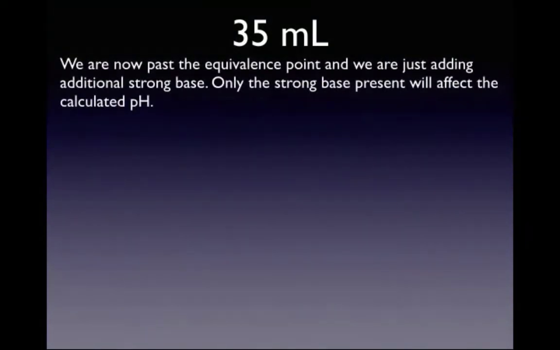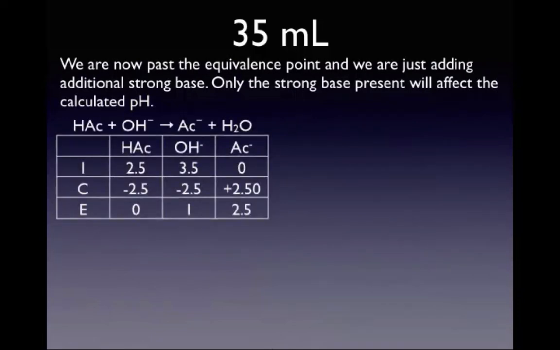So now we're going to add 35 milliliters of hydroxide to our original solution of acid. At this point, we are past the equivalence point, and we are just adding additional strong base to that solution. Only that extra strong base that's present will affect the calculated pH. We will be ignoring the amount of acetate ion. Even though the acetate is a base in solution, because it's a weak base, we'll see it really doesn't contribute much to the hydroxide ion concentration.